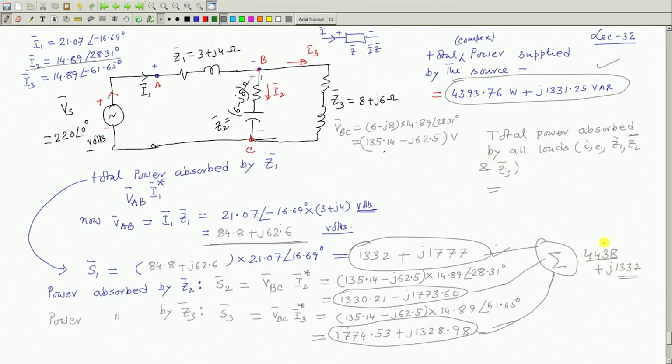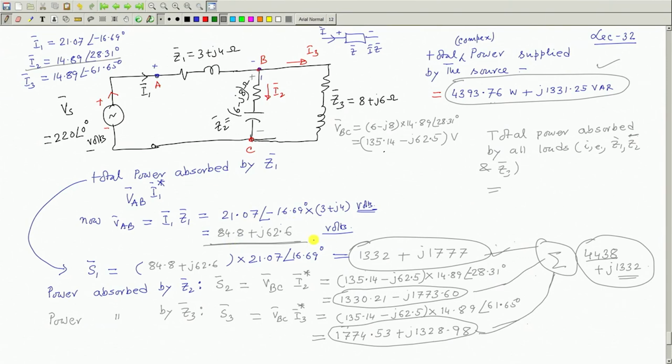So, you see this sum should be the same as this number, that is what I am telling. Total real power supplied by the source is 4393, it is slightly higher. Can you just check that calculation once again, that will confirm. Reactive power, okay, it is matching. So, calculate this V bar AB once again.